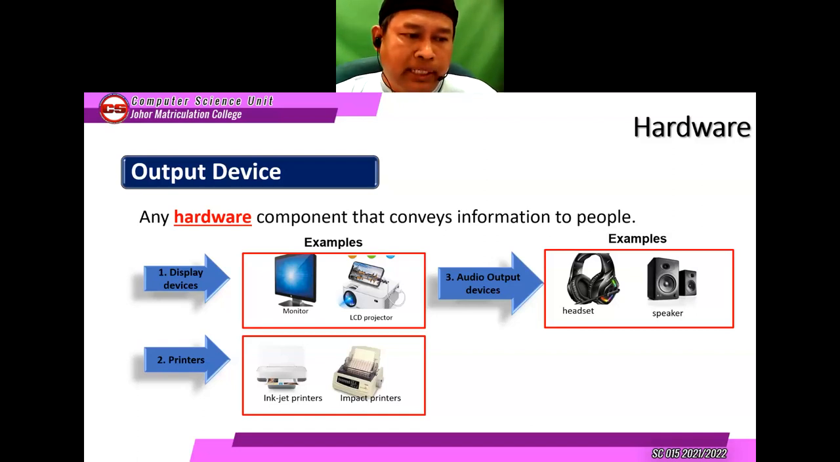Number two is printer. Printer, any printer: inkjet printer, gasjet printer. Impact printer, we rarely use it now. That is an old printer, but it is still being used. And number three is output device.